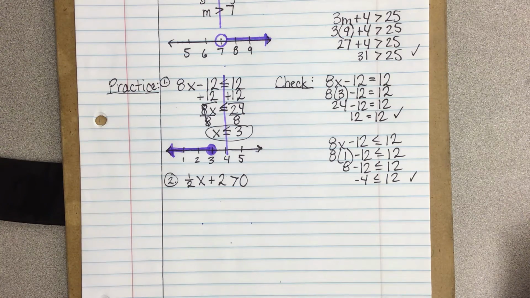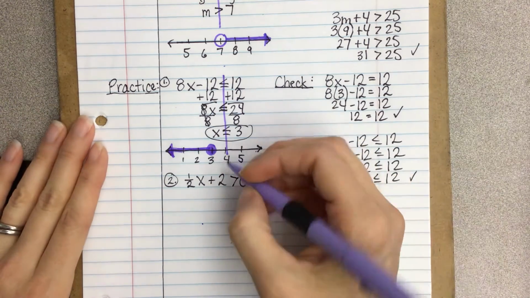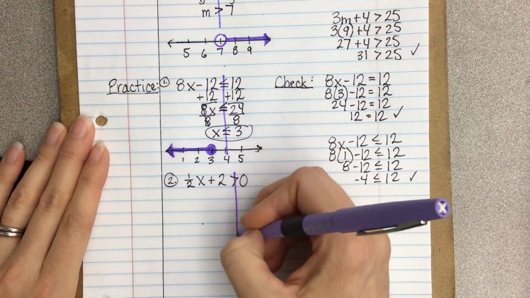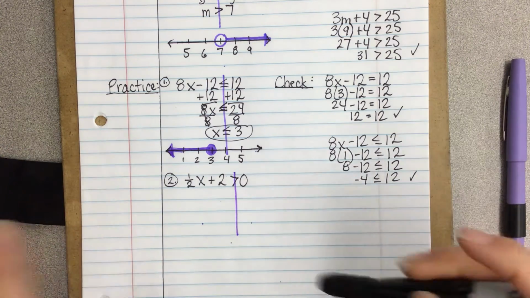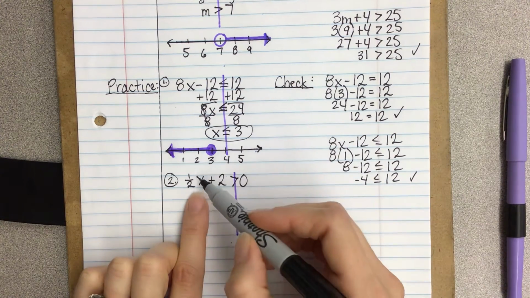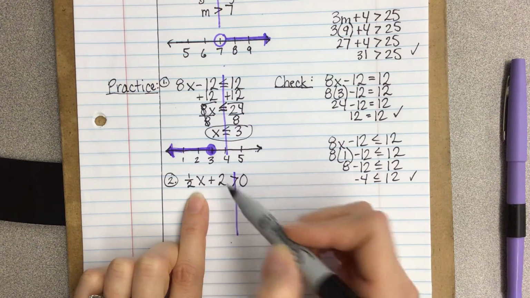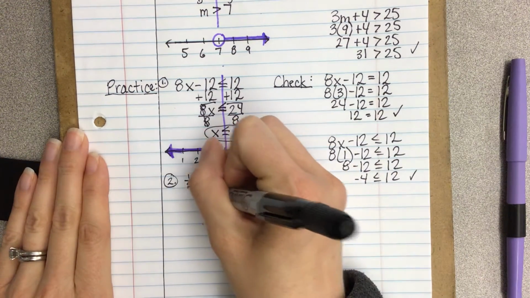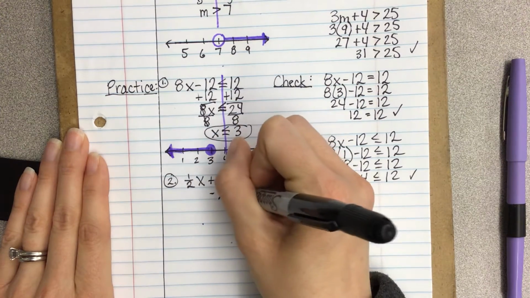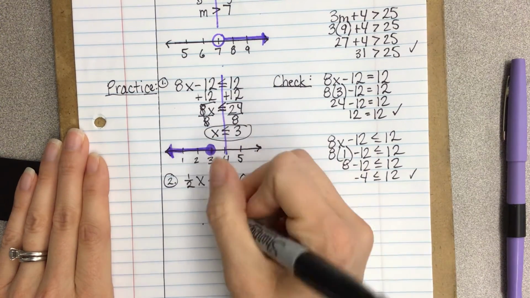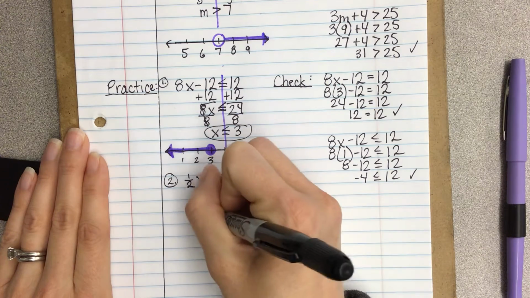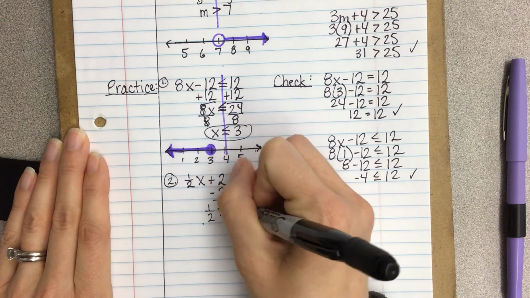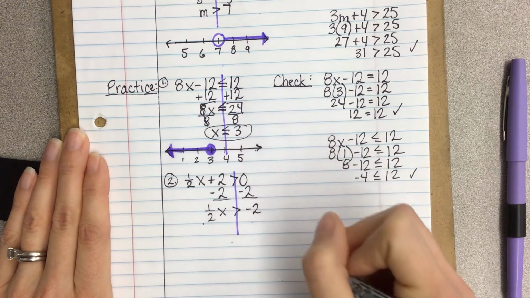Let's try this one, number 2. I'm going to go ahead and put a balance line down here. I locate my variable. You're multiplying by a half and you're adding 2. We always undo the addition and subtraction first. I'm going to subtract 2 from both sides. And I'm left with 1/2 x is greater than negative 2.